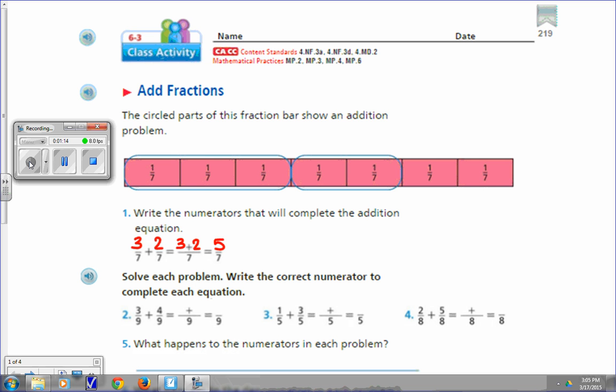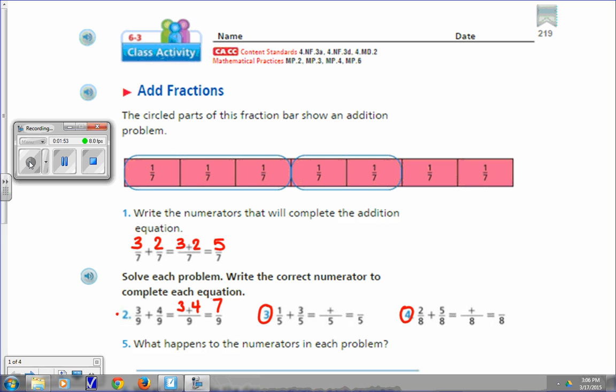And we did a lot of this during our math workshop time today, so I know that you're kind of on board with this and you kind of have a good understanding of it. So if I have on number 2, 3/9 plus 4/9, I'm going to have 3 plus 4. My denominator is going to stay the same. We're still adding the same size pieces, so the denominator does not change. So we have 7/9.